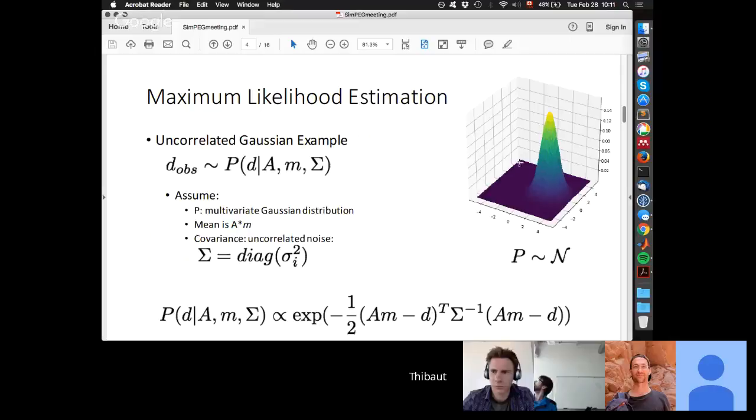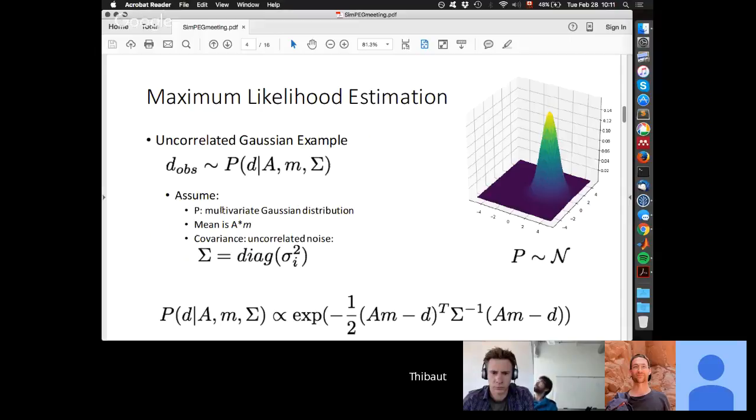If I look at this one in 2D, one axis will be data 1, the other axis will be data 2. And on the Z axis I have the probability density. You see I put it shifted here, and it's actually a bit skewed too. So my maximum probability will be around 2 for this one and around 0 for this one.